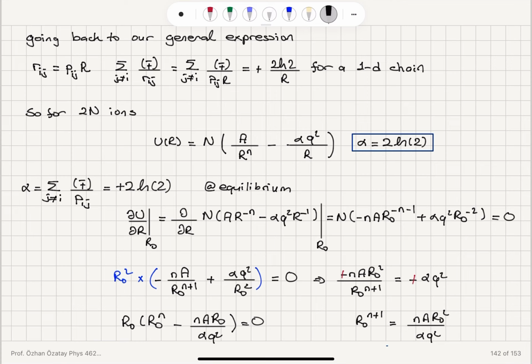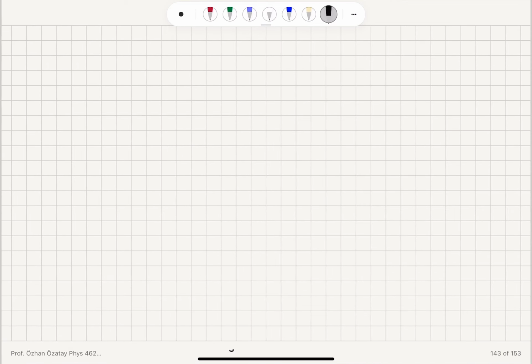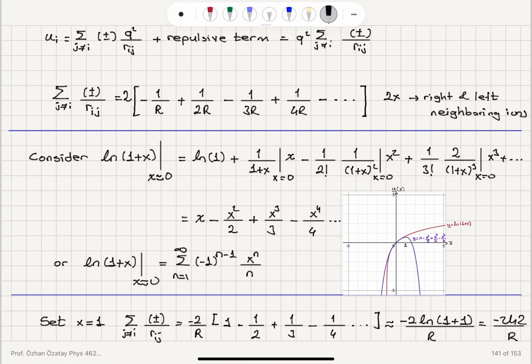So R0 to the power n is R0 divided by alpha q squared. This is the equilibrium separation R0, and I will evaluate the potential energy.